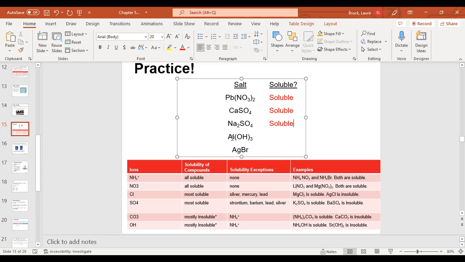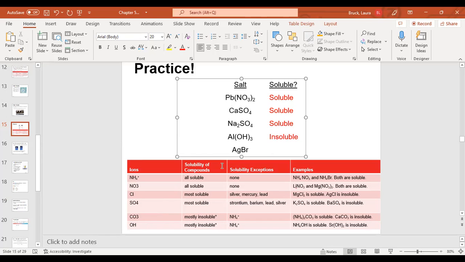Okay, now let's do the next one. Al(OH)3, a hydroxide, is right here. Insoluble, with the exception of NH4. Well, I've not got NH4 here, I've got aluminum. So that means this one is insoluble.